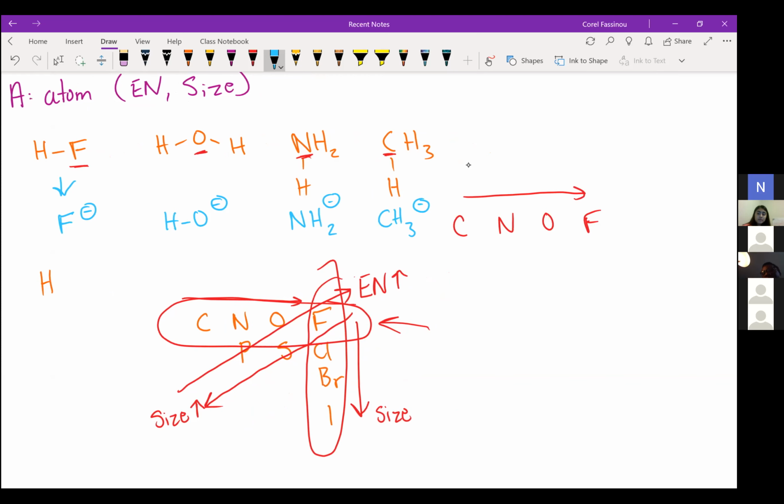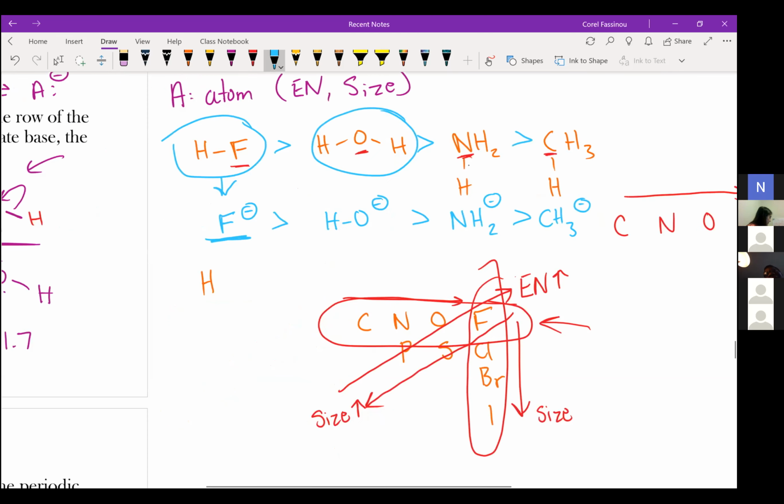And so based on what we just talked about, the most stable, the most acidic is going to be this one, this F minus, because it's much more electronegative than the carbon, the nitrogen, and the oxygen. And so that acidity order is going to go like that, meaning hydrofluoric acid is going to be the strongest acid, followed by water, and so on and so forth. So that's the first part of the A in CARIO.